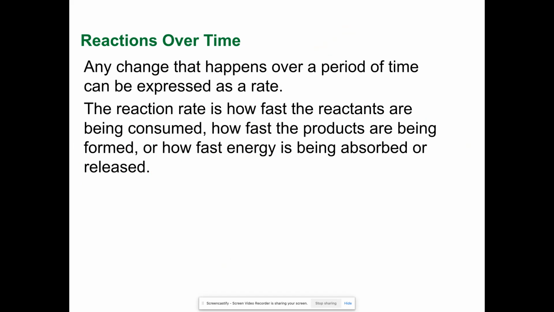Any change that happens over a period of time can be expressed as a rate. I'm going to say that again because it's on your reading guide. Any change that happens over a period of time can be expressed as a rate. The reaction rate, this is also another one on the reading guide, is how fast the reactants are being consumed, how fast the products are being formed, how fast energy is being absorbed or released.